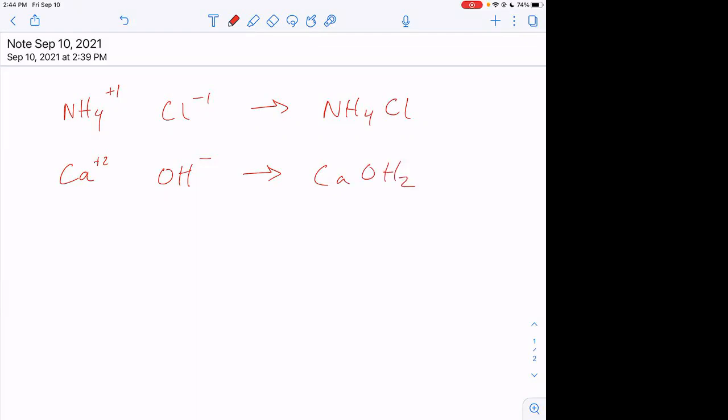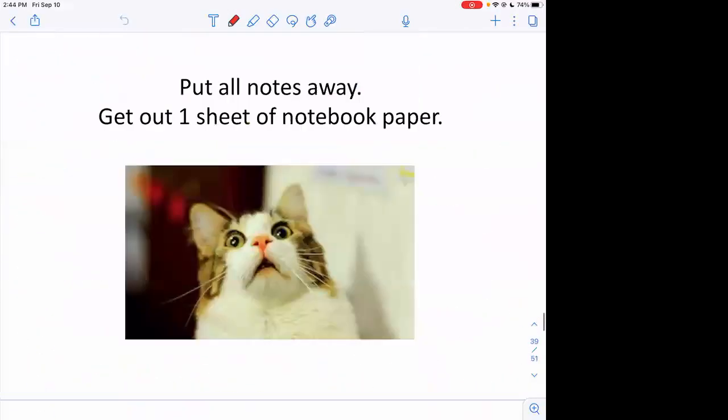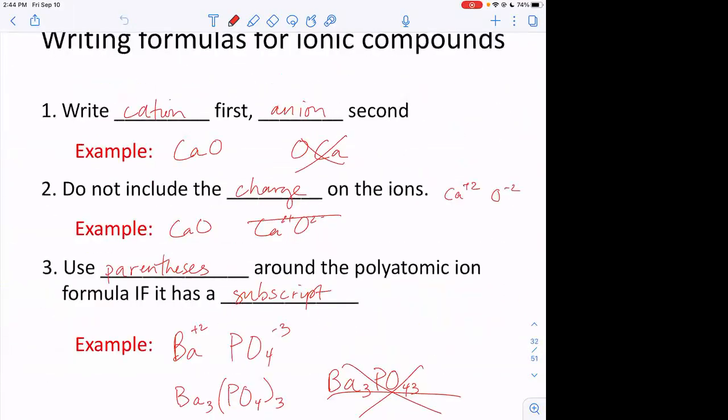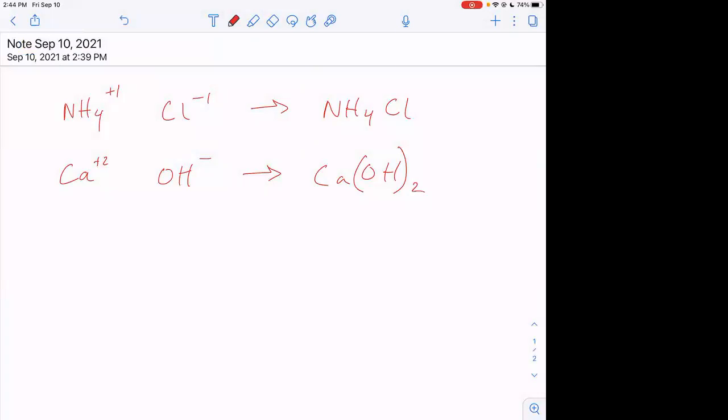Right, because if you don't do parentheses, it just looks like you have 2 hydrogens. You need 2 hydroxides, and it's a polyatomic, which was our 3rd rule right here. Every polyatomic needs parentheses around it because there's more than 1. Number 3: use parentheses around the polyatomic ion formula if it has a subscript. We need 2, so that's a subscript of 2. So that's why I've got to have parentheses with a 2. Sounds a little more challenging. I like it. All right, I'm going to do a really hard one.